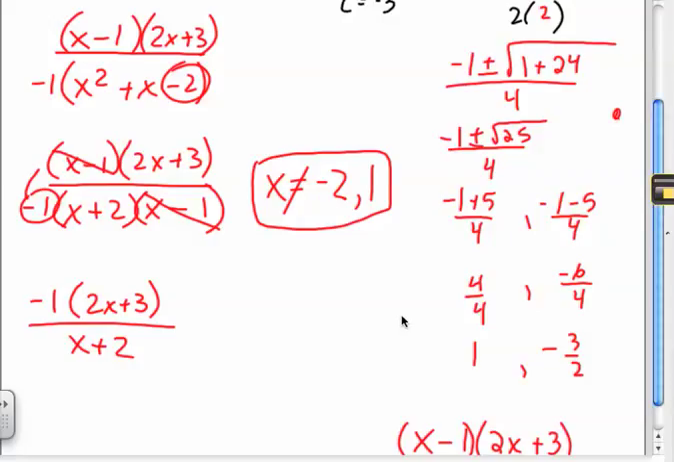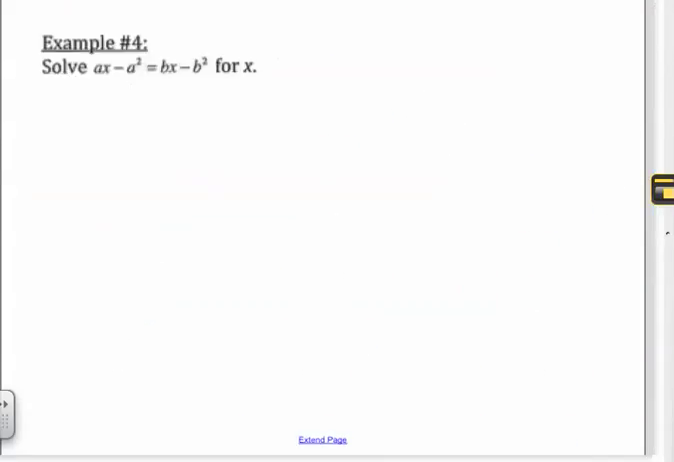Okay, guys. Something that a number of you brought up, I think CB and then also Devin, is that the directions for example number 3 said to simplify, and you're right. So I definitely need to multiply in that -1. That would give me negative 2x minus 3 over x plus 2, because simplify does mean to do all the operations, and my restrictions are right here. Okay? All right, let's look at this last one here.